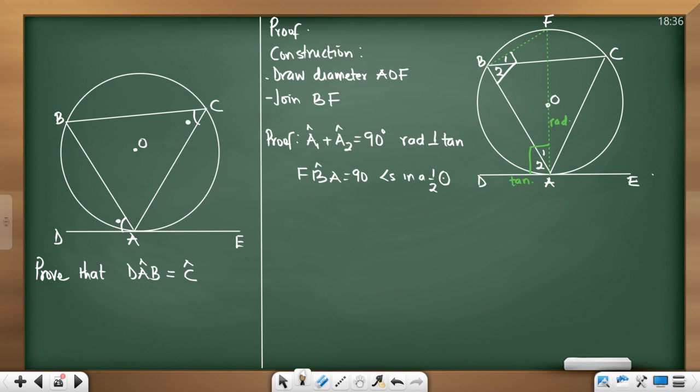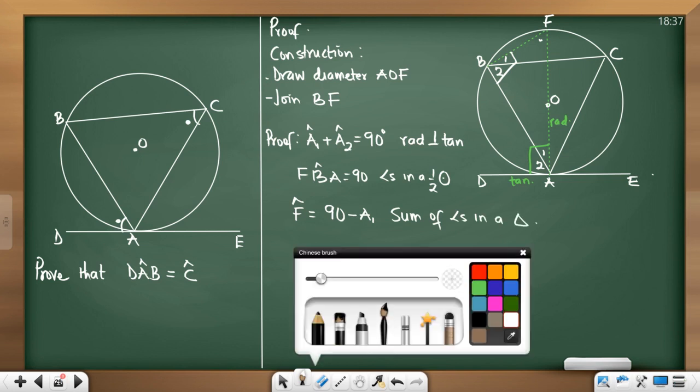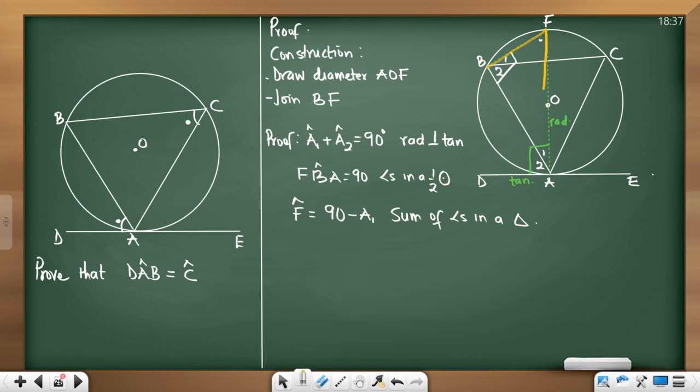Now, what do you notice? We can therefore get angle F because we can talk about a triangle. Angle F, therefore, will be 90 minus A1. What would be your reason? Sum of angles in a triangle, in case you didn't see what I just did. We have a triangle here. Remember, this is 90 degrees. I know this as A1. So this is 90 minus A1.